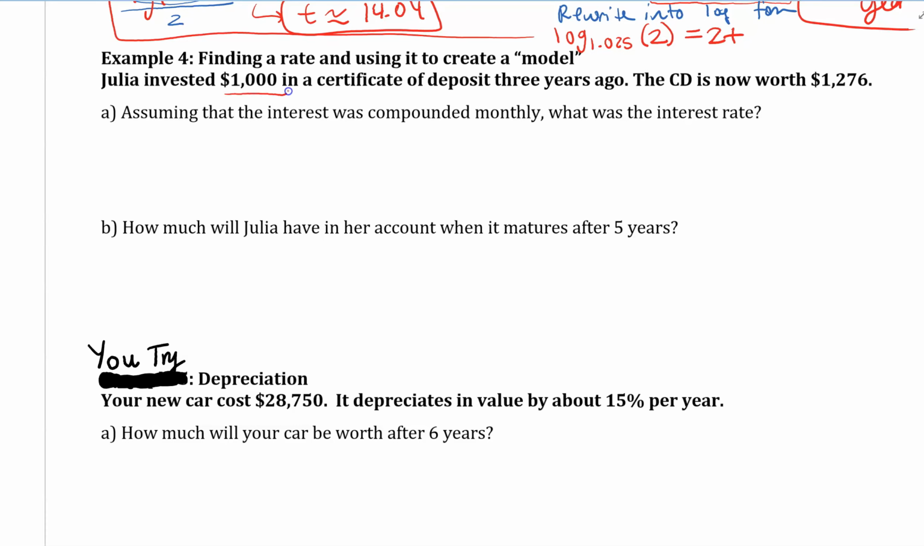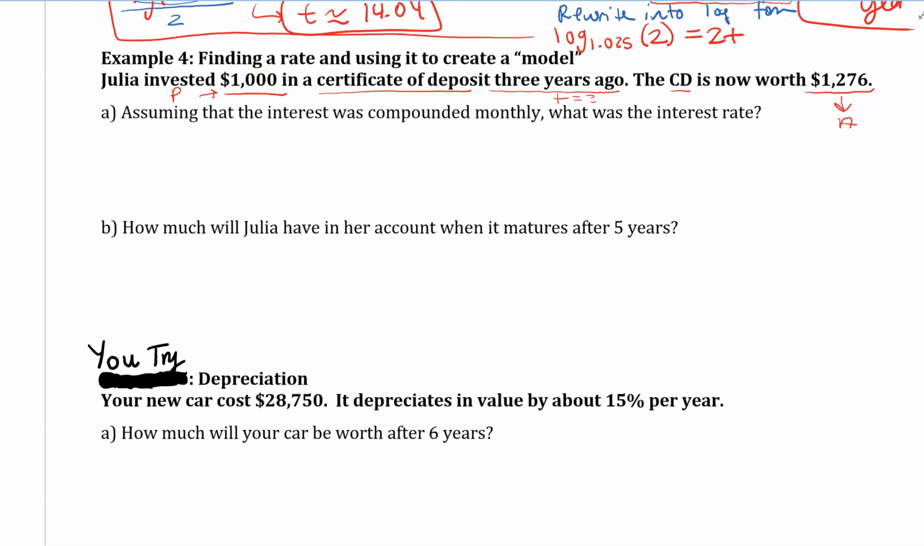So here in example 4, we have a scenario where we have Julia who has invested $1,000. That would be her principal or her initial amount. She has deposited that into a certificate of deposit 3 years ago. Certificate of deposit is called a CD. So now, today, the CD is worth $1,276. So this would be her final amount, like the A value. This is the initial amount, which is the P value. And the time for this case is 3. So this is just telling us how much time passed to go from 1,000 to 1,276.